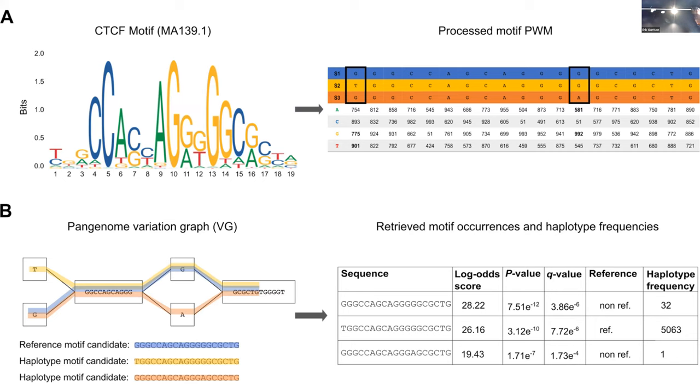And so if we scan this across the reference, we find a certain number of hits. But if we look at the whole pangenome, in our case 5,000 haplotypes, we find more hits. We basically showed in this paper that in a handful of motifs that we examined, you do find non-reference hits, and many of them are quite significant. So there really are binding sites that exist in the population that don't exist in the reference. So the graph is a better reference for understanding the genomes of the population.